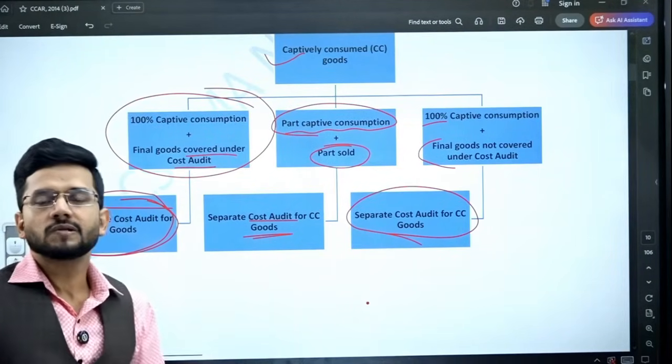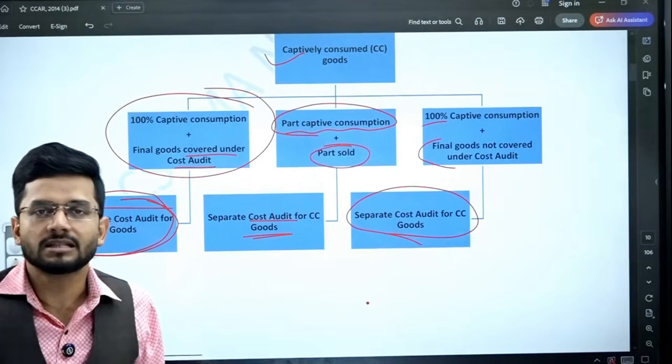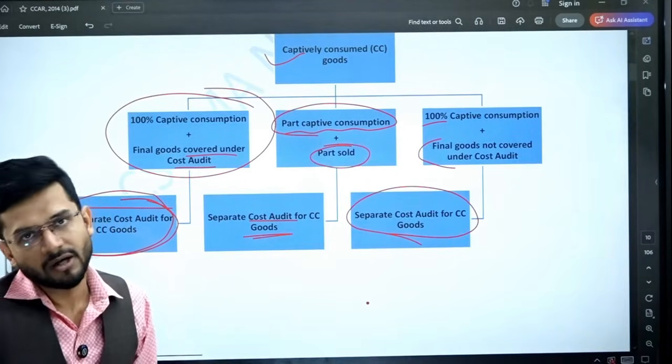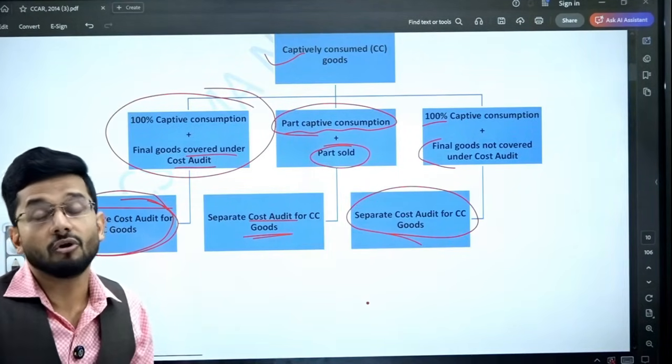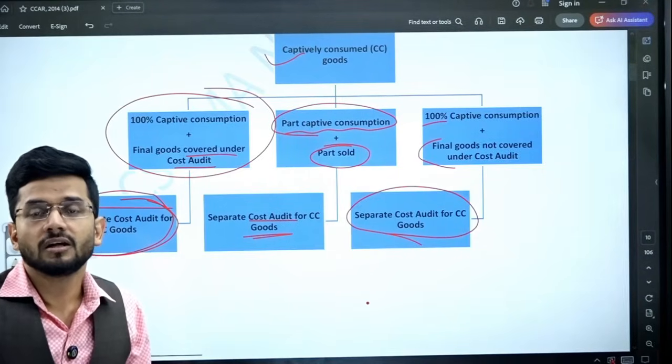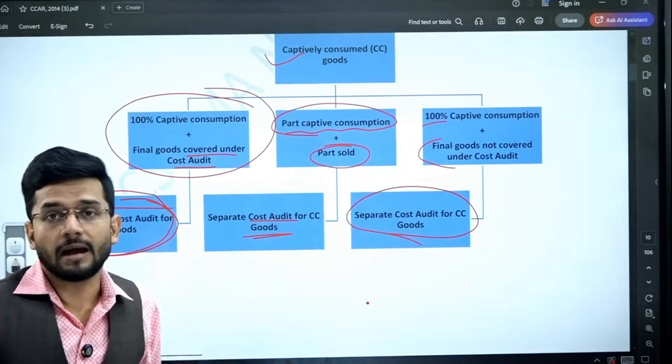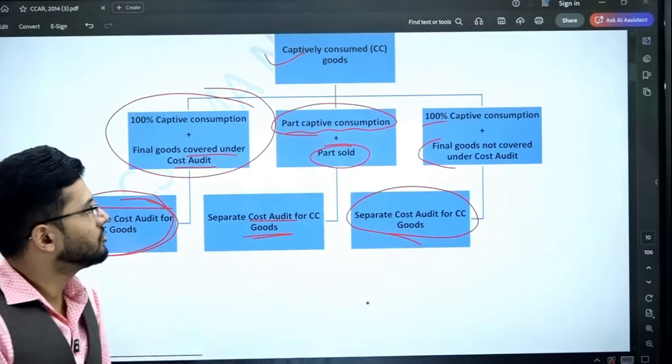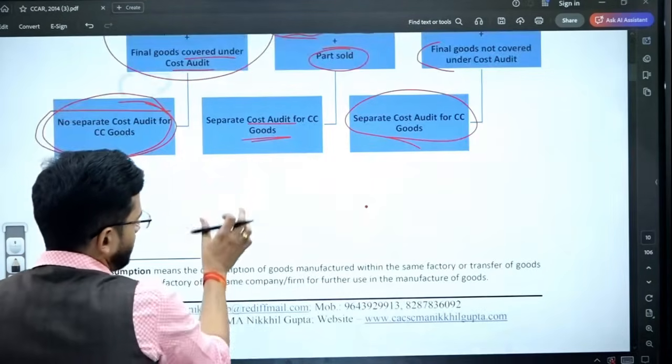So these are the three scenarios according to which you need to decide whether a separate cost audit report is required to be prepared for the captively consumed goods or not. These are the three scenarios in which we need to decide whether the captively consumed goods also need to be audited or not. That is how the FAQ goes.